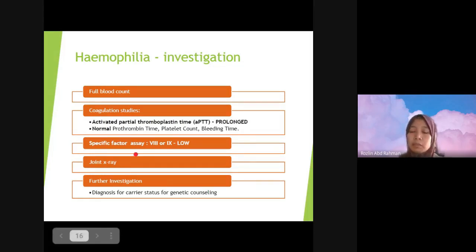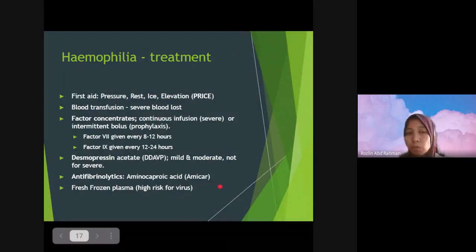Okay, and if we suspect that there's a recurrent bleeding, we want to make sure that the joints are okay, we need to do joint x-ray. Okay, and of course for the investigation, one of the ways is we want to prevent any further siblings and any further offspring being produced with haemophilia, so kita akan buat genetic counselling. How do we treat? Okay, treatment should be given at the earliest sign of spontaneous ataupun post-traumatic bleeding. So the treatment consists of course kita nak replace any deficient factor.